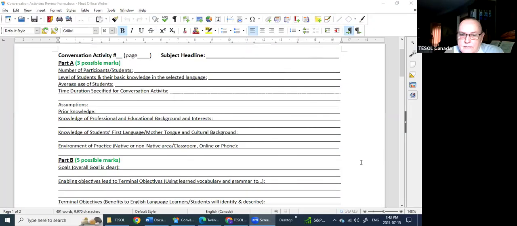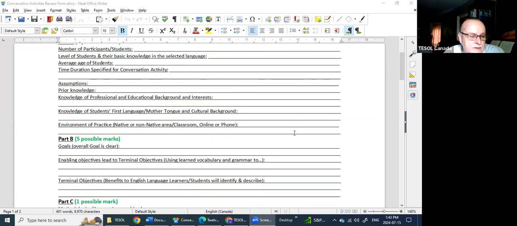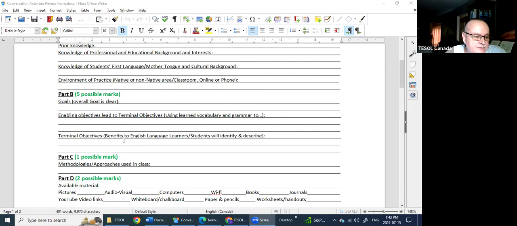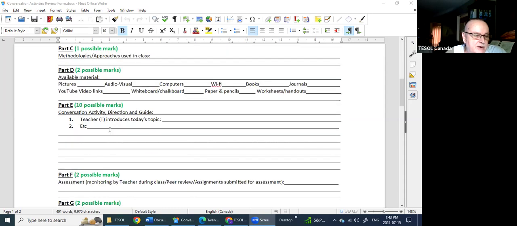All right, so I'm going back to sharing the screen again now. This also gives you a relative number of marks for each of the sections. So some of these sections, like part E, is where you have the details of what you would do in the activity, the different directions you would give to the students. It's worth the most marks because that's where all the action is taking place, is right here.